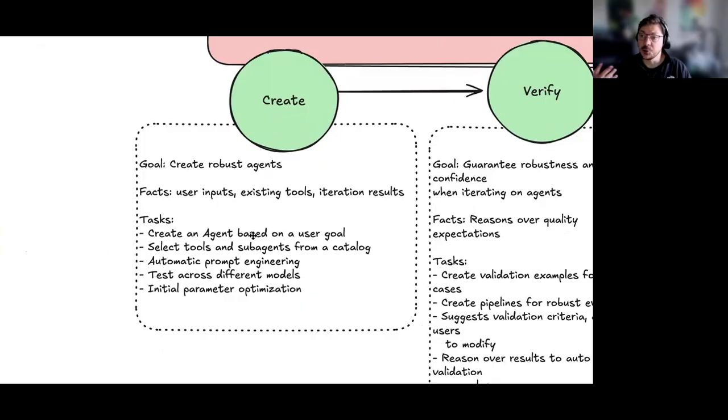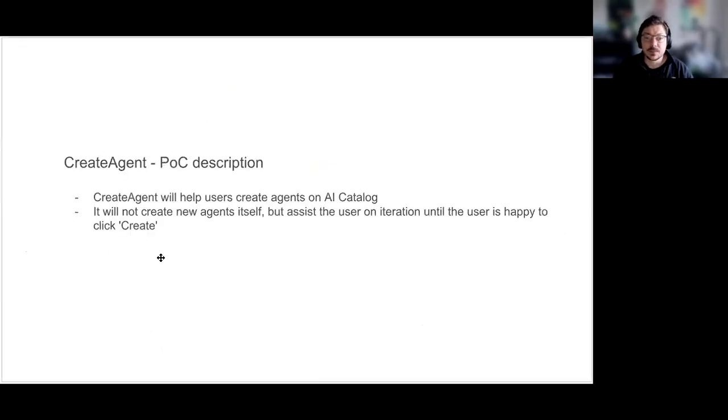There can be innumerous options for tools to be selected. There can be tools that do not exist yet, and that is where we want to help them now. So this agent will not create another agent themselves. They will help users with the process, giving ideas and working with them until the user is happy with clicking the button to create an agent.